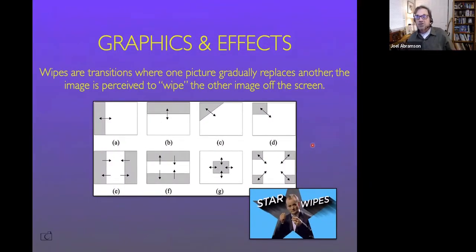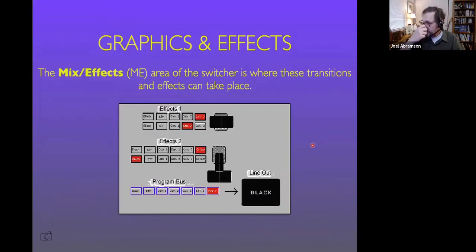So we had superimpositions, we've got key effects. Now we also have wipes. It's a pretty simple kind of effect where we transition from one picture to the next gradually. Sometimes it's actually pretty quick. One picture is perceived to wipe the other one off the screen. And this takes place in the ME area of the video switcher. Even though on our switcher it looks like it's happening in the transition area, that transition area is actually linked to the ME area of our switcher.